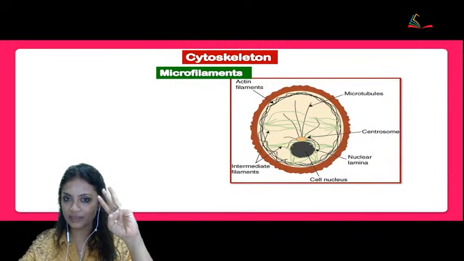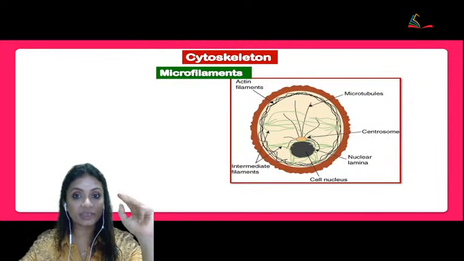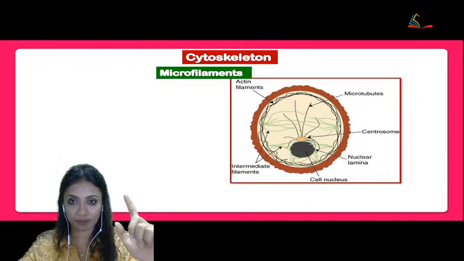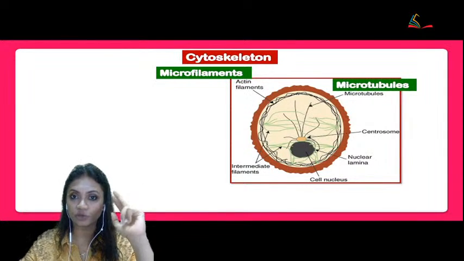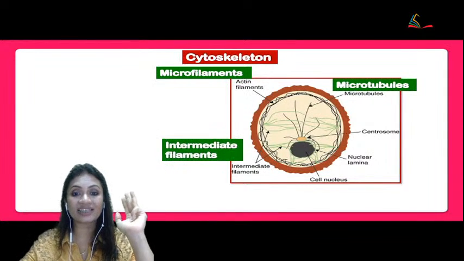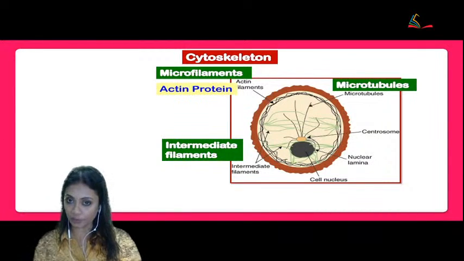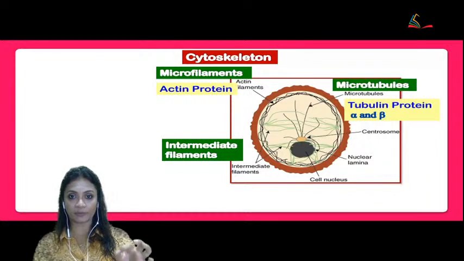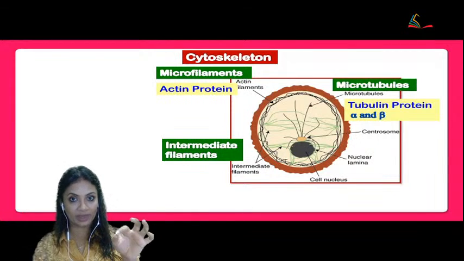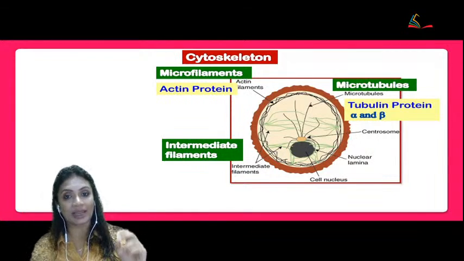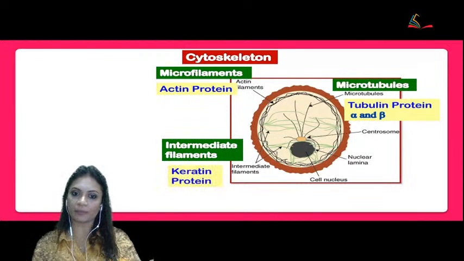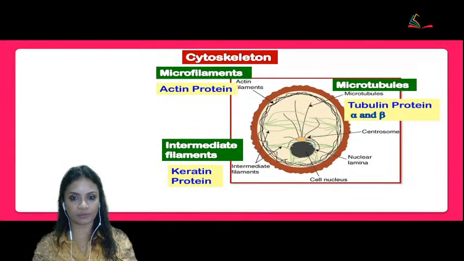So three parts here. Remember the names of those three parts. First part was called microfilament. Second part was called microtubules. Third part is called intermediate filaments. Microfilament was made up of actin protein. Microtubules was made up of tubulin protein with alpha as well as beta subunit. And the intermediate filament is made up of a protein called keratin protein. I hope this is clear right now.